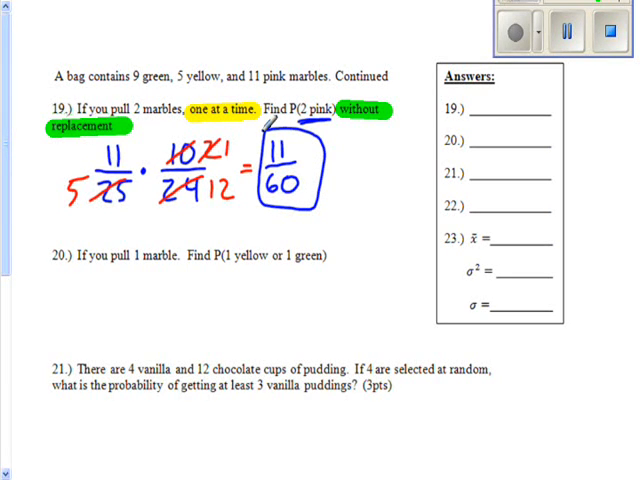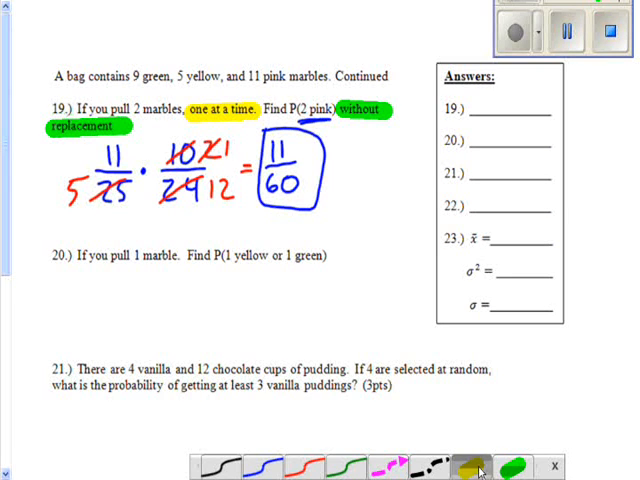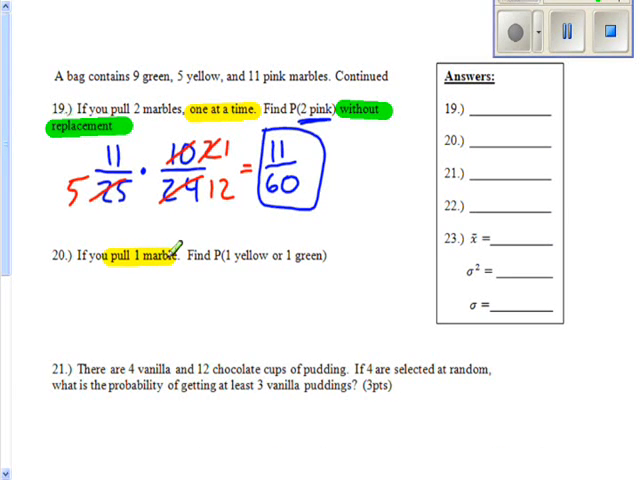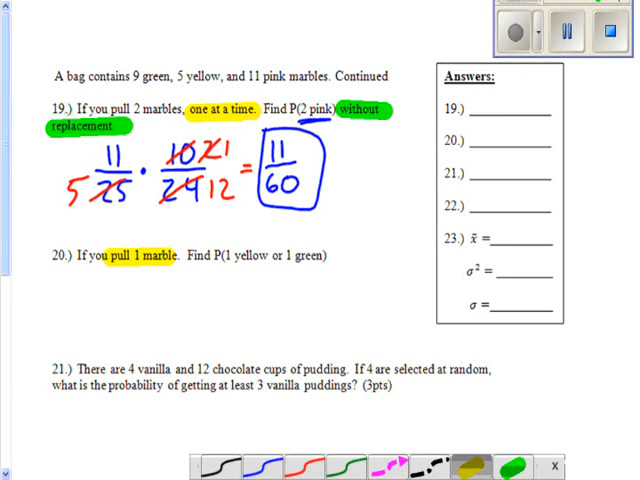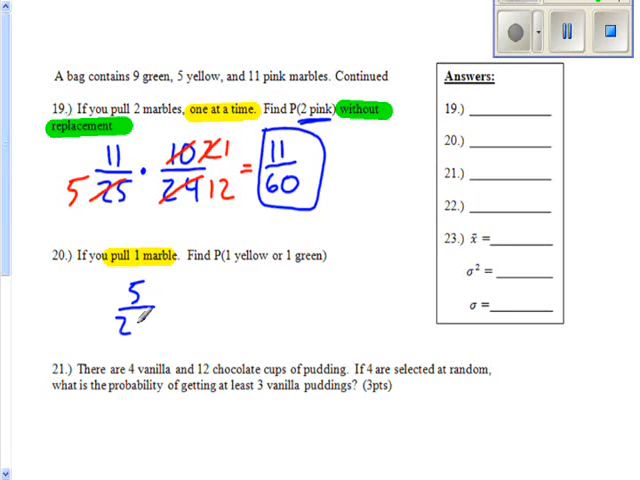And if I look at the next one, it says if you pull 1 marble. Right here, am I pulling one thing at a time? Yeah, I'm only pulling 1 marble. So again, it's revealing to me that this is simple probability. If I'm only pulling 1 marble, I want the probability of 1 yellow or 1 green. So the probability of yellow would be 5 out of 25. The probability of green would be 9 out of 25.